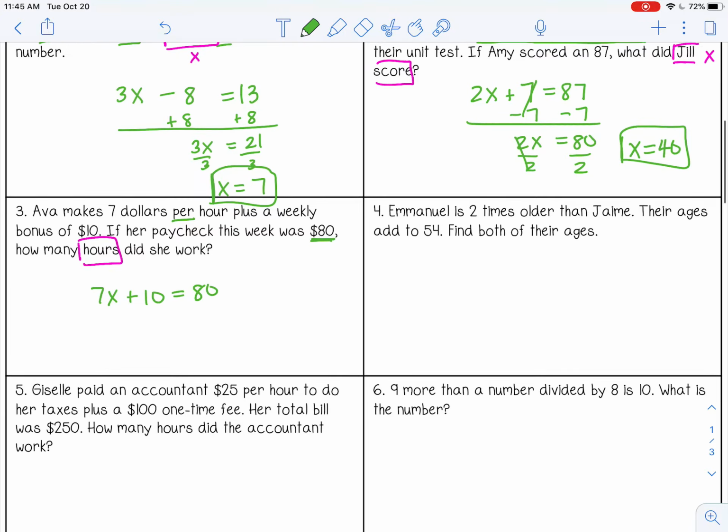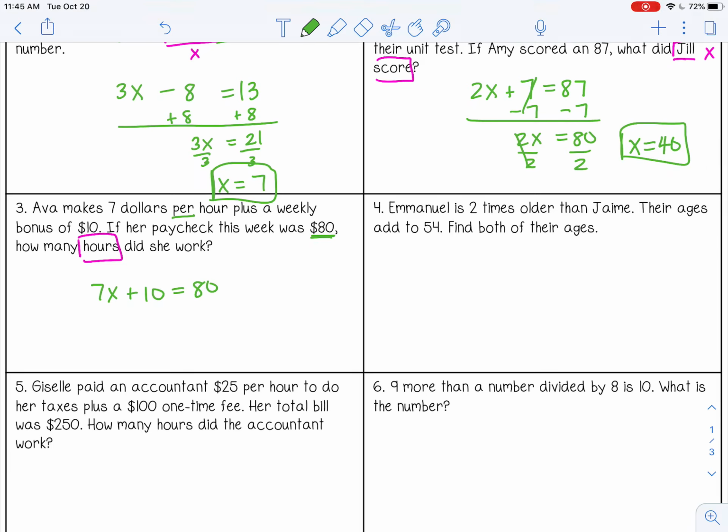So let's see how many hours she worked. So let's see, I can subtract 10 from both sides. Divide by 7 on both sides. X equals 10 hours.